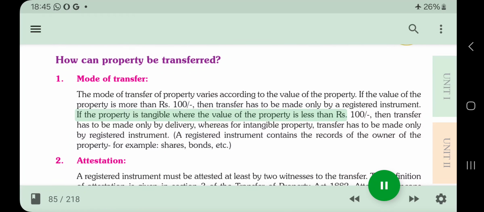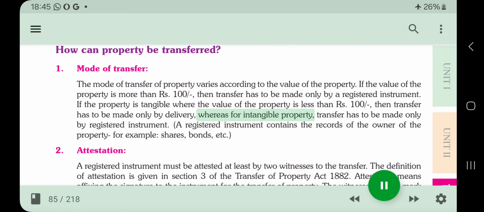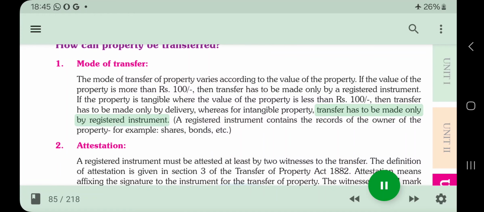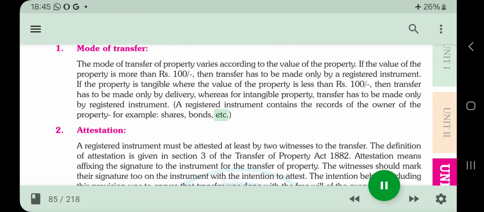If the property is tangible where the value of the property is less than Rs. 100, then transfer has to be made only by delivery, whereas for intangible property, transfer has to be made only by registered instrument. A registered instrument contains the records of the owner of the property, for example, shares, bonds, etc.